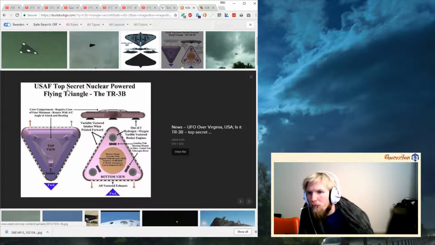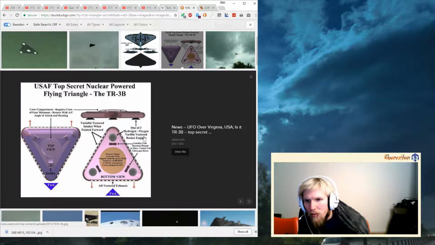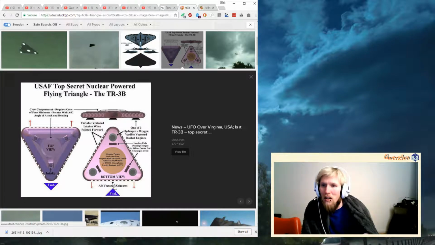USAF, top secret nuclear powered flying triangle. Yeah, because they don't know how to make, let's see, hydrogen oxygen variable vectored rocket engines, landing pods opening hinged at sides, center pod telescopes down. This is really old technology. You understand now, right?